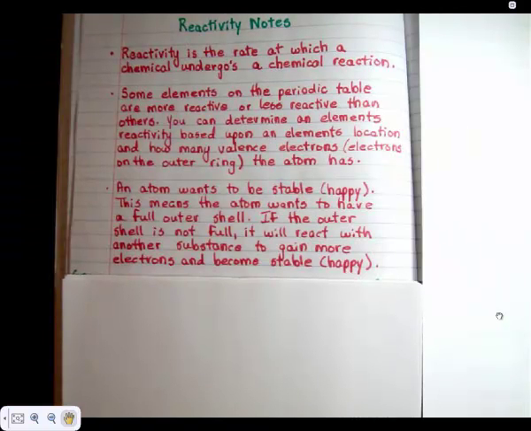An atom wants to be stable or happy. This means that the atom wants to have a full outer shell. If the outer shell is not full, it will react with other substances to gain more electrons and become stable and happy.